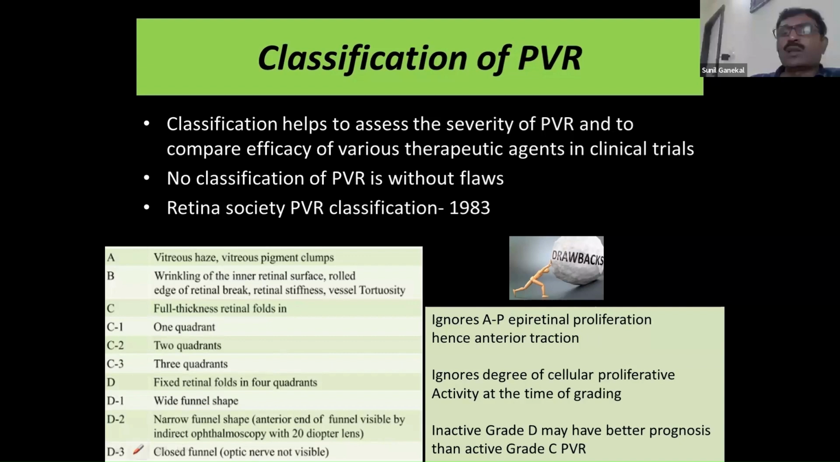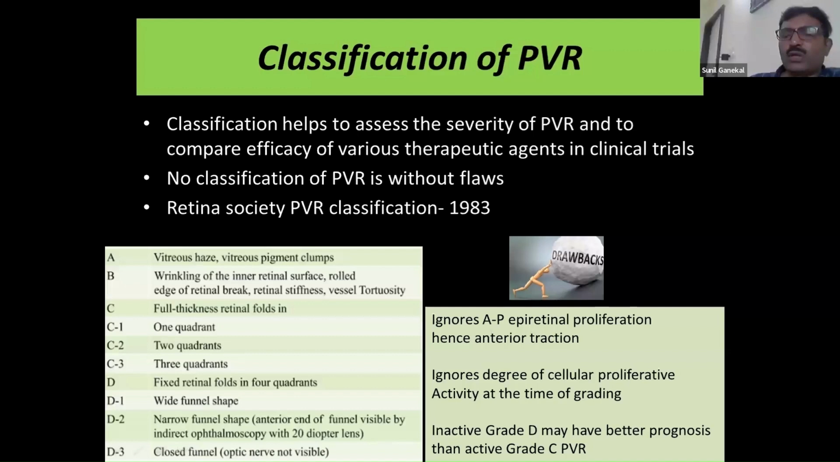But one of the drawbacks of this classification was that it ignored the epiretinal proliferation which develops anteroposteriorly. Some of the results claimed that inactive grade D PVRs did better than grade C PVR, which, if you look at today's scenario, is unacceptable. So this classification was not followed further, and further modifications were done.